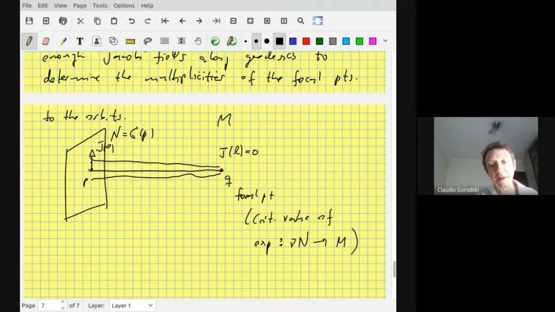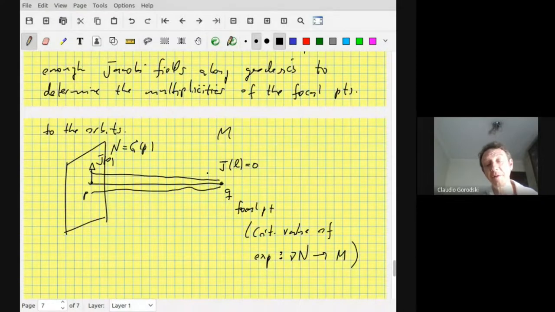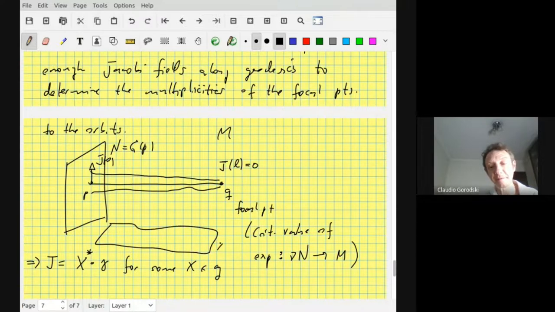It has a multiplicity, the number of linearly independent Jacobi fields here. Now the action is called variationally complete if every such Jacobi field is of this form, the Killing field induced by some element in the Lie algebra. So in a sense, if you go to the orbit space, you don't see conjugate points anymore. It's more or less like this, because this is not a manifold, of course, in general.